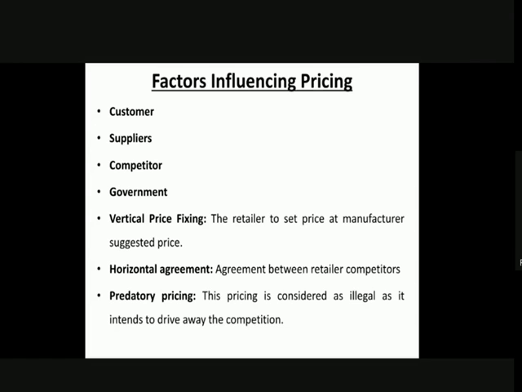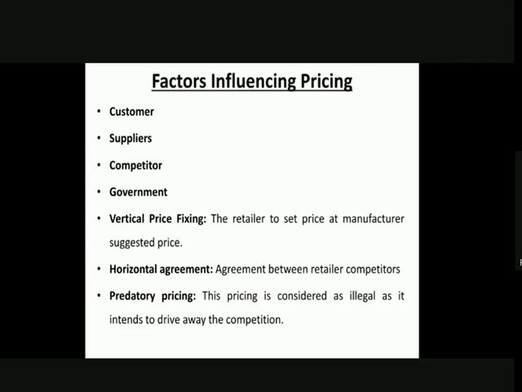If something goes wrong by the retailer selling it at a higher price, the manufacturers can probably lose the market for their products. So somewhere manufacturers also put some influence on the retailers to see to it that the product is sold for a certain price which has been predetermined or fixed by the manufacturer.